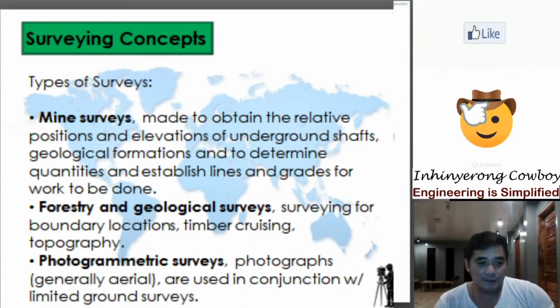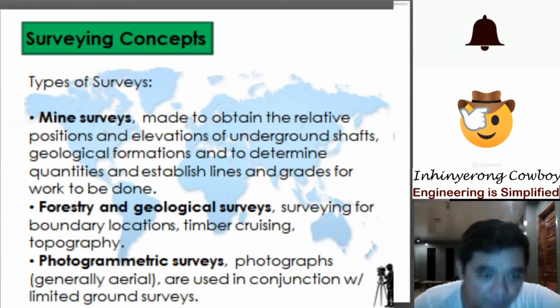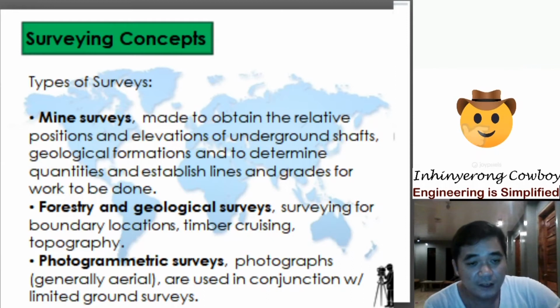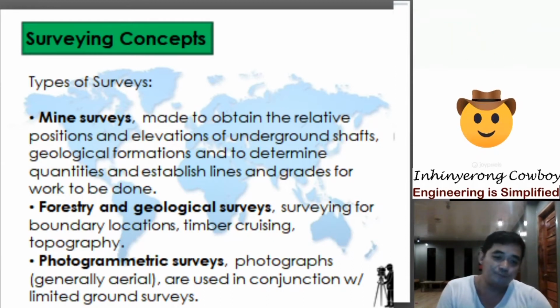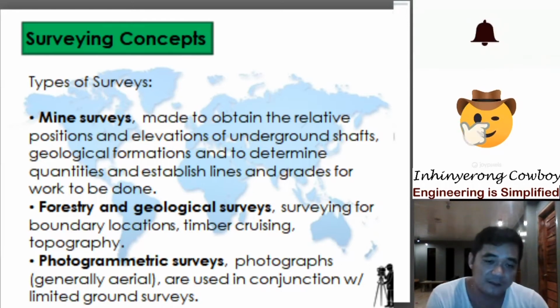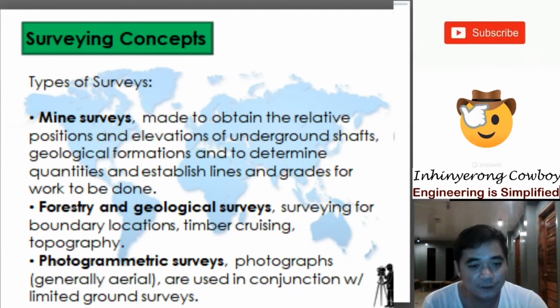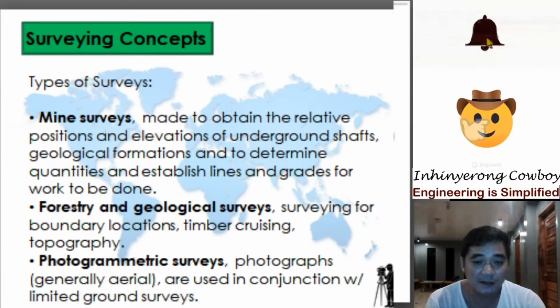Okay, so the next one is forestry and geological surveys. Surveying for boundary locations, timber crossings, and topography. Next one is the photogrammetric surveys. These surveys include photographs, generally aerial, which are then used in conjunction with limited ground surveys.